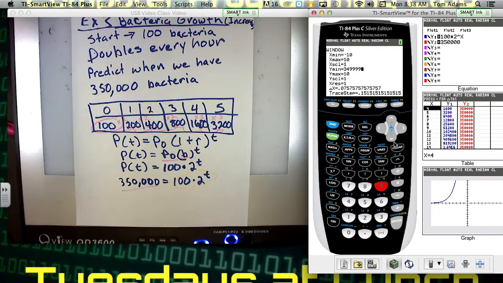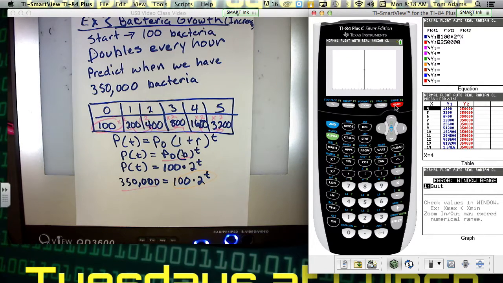So I'm going to say 349,999 for my minimum value, and then I'm going to say 350,001. Now when I hit graph, it's going to look a little weird, but right through the middle there should be a straight line. It'll take a second for it to calculate, because those are some big numbers. So there's my line of 350,000, but now my x value is different.